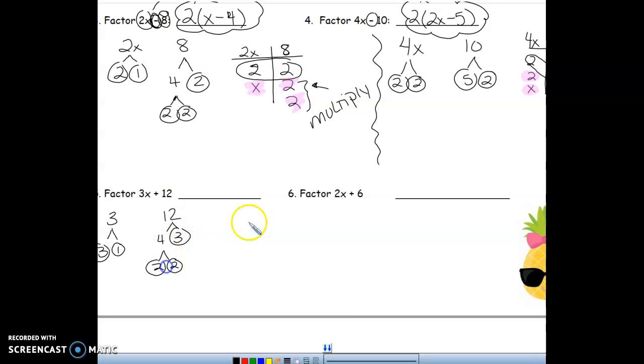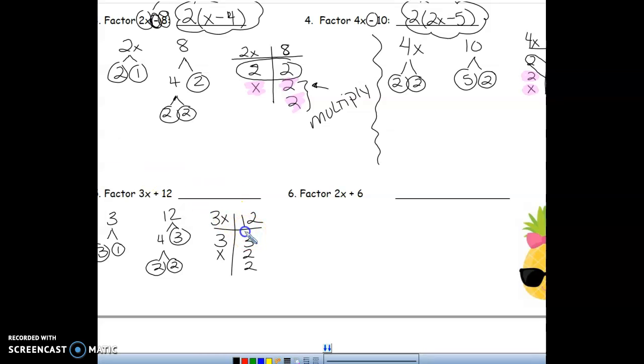So we're pretty much just using the skills we've learned the past couple days and just now applying it all together. So I have a 3. I can't forget my x. You can write the 1. You don't need to write the 1. It's not really going to change your answer. And I have a 3, a 2, and a 2.